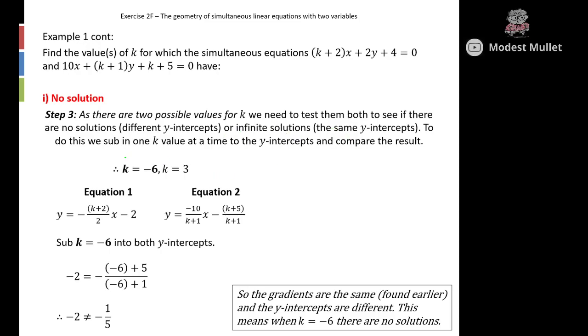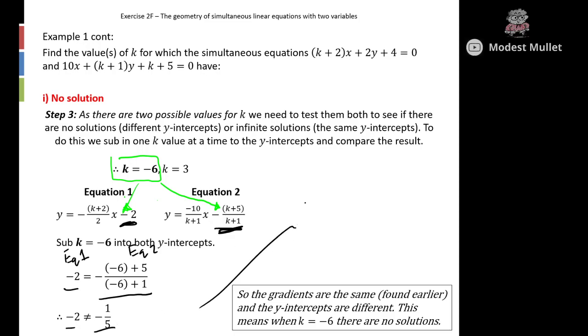So what we do is substitute. Let's try k equals -6 first, and we're going to substitute that into equation 1 and equation 2, the c components. We don't need to do the whole equation. We just need to do the c components because we've already dealt with m. We substitute it in, and we get -2 for equation 1, this is the c value, and over here this is equation 2. Substitute, and we end up getting -2 equals -5.